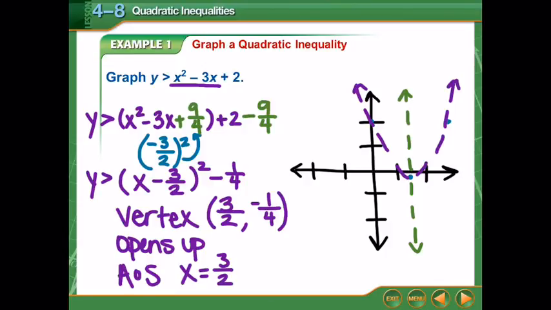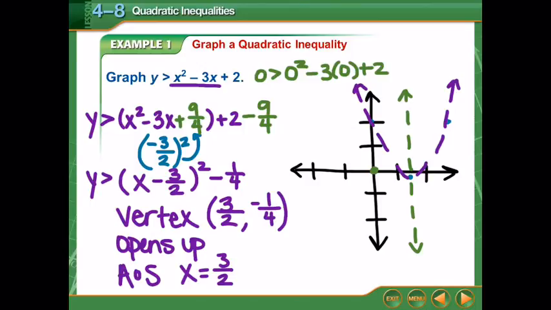One way to determine that is I always like to pick a test point somewhere either on the inside or on the outside to see if it's a true statement or not. So I'm going to pick the point 0, 0. I like to pick 0, 0 as long as the graph is not going through 0, 0. So we're going to plug 0, 0 into our inequality. I'm going to go back up to the original inequality at the very top. I'm going to plug in 0 for y, and I want to see, is that greater than 0 squared minus 3 times 0 plus 2?